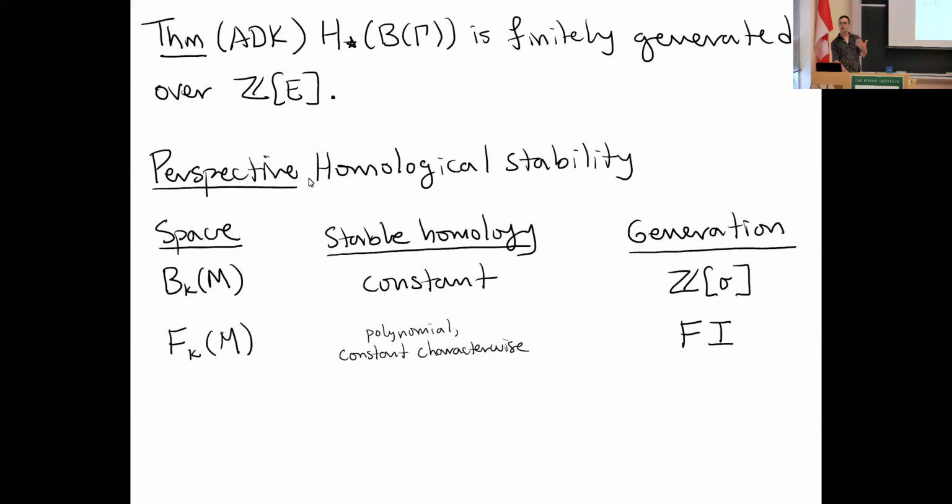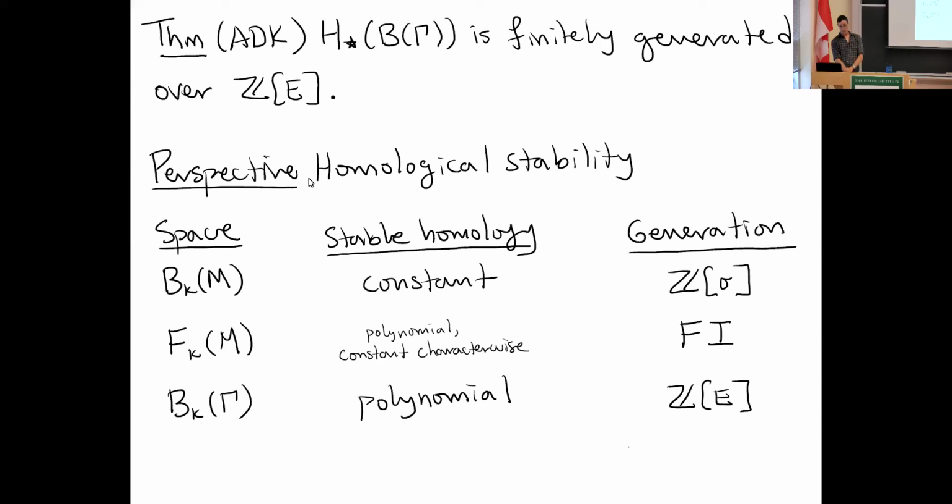So there's a general philosophy in this world of stability phenomena that says that certain asymptotic behavior of homology, that's the stability phenomenon, should be equivalent to finite generation over some algebraic gadget that acts on your homology. So in our case, we're talking about configuration spaces of a graph. The behavior is eventual polynomiality, and the thing acting is this polynomial ring generated by the edges. Okay. This is some context.